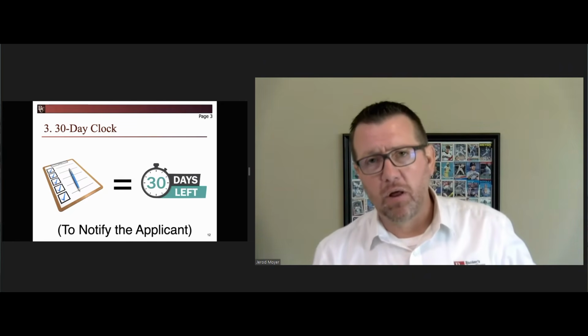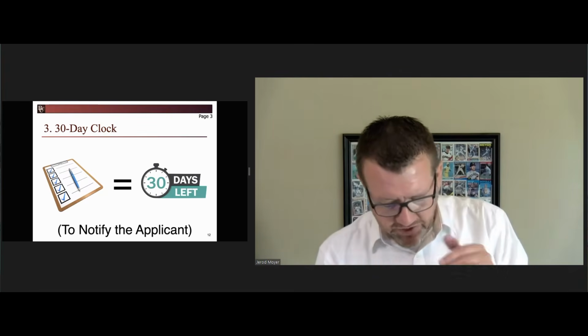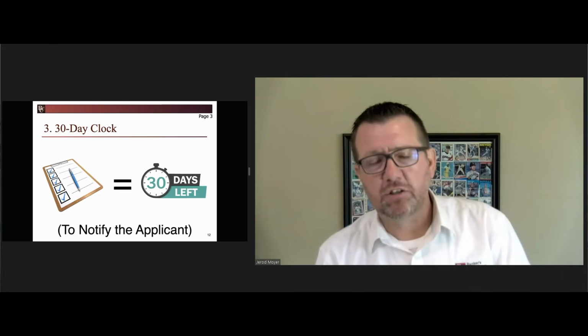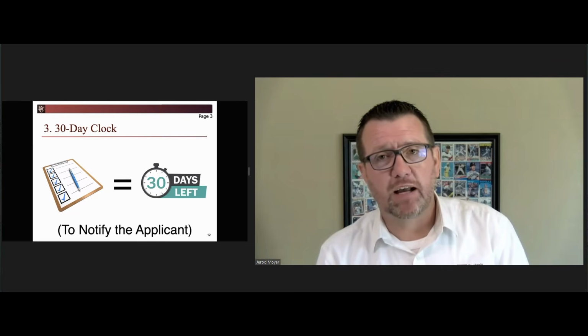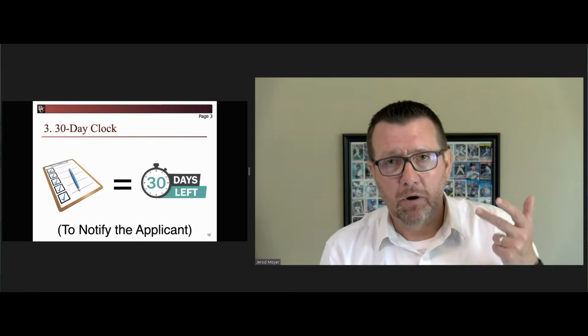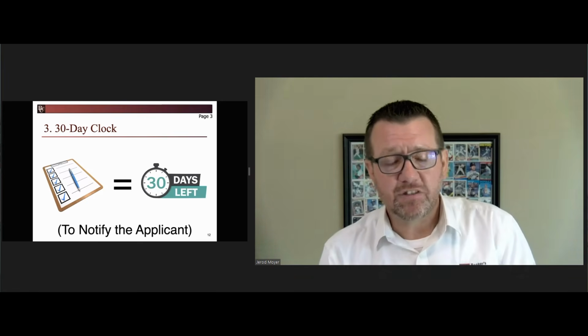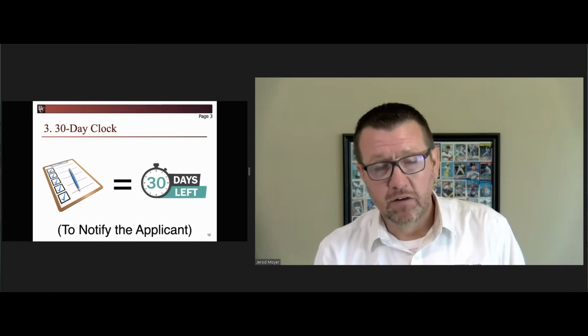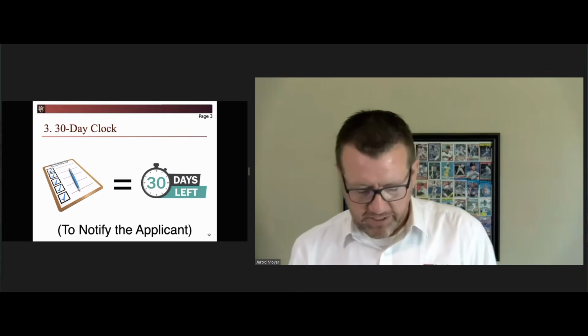All other regulatory compliance from a Reg B standpoint is hinged on page 2. Intent to apply, government monitoring information collection, demographic information collection, and the appraisal notice. That's triggered by page 2, oral or written request for credit. Page 3, 30-day clock, once you have everything and can make a decision.